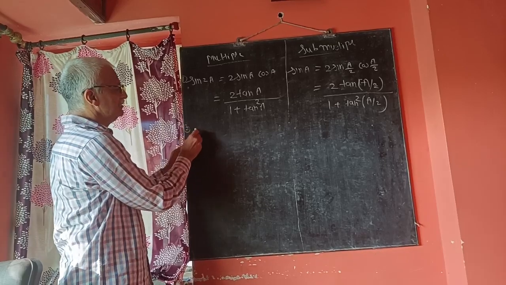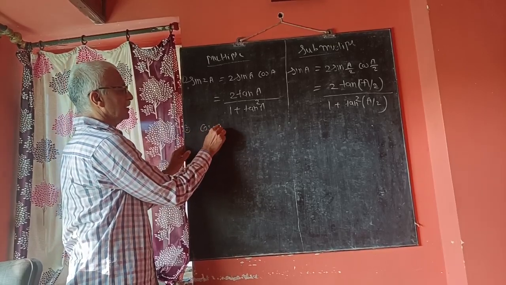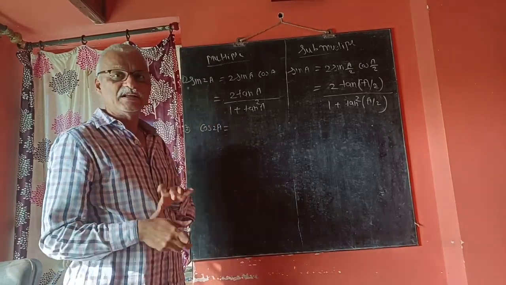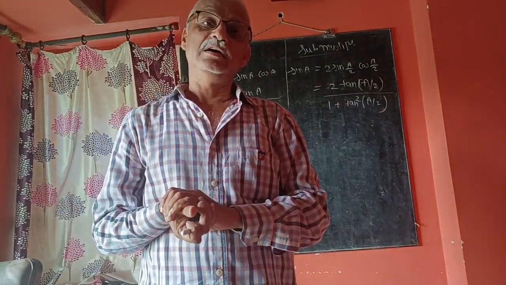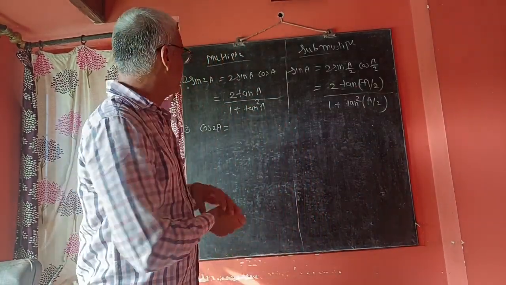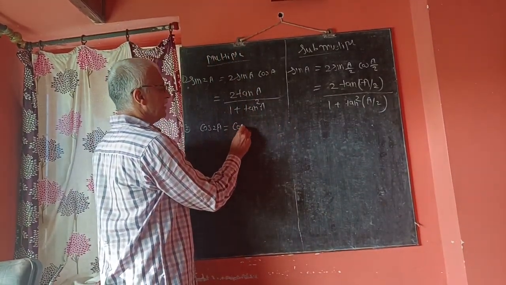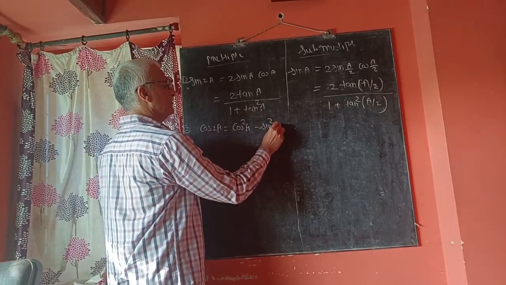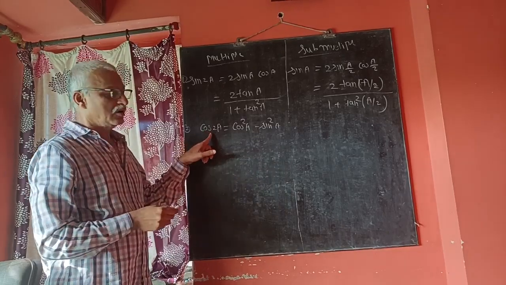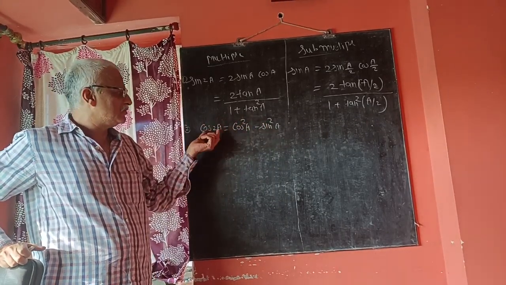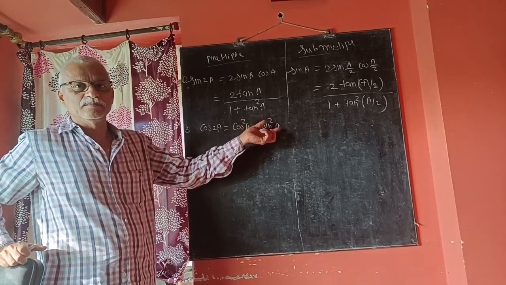Second one, that is cos 2A. Now for cos 2A there are 4 formulas. Let us start with the first one, that is cos square A minus sin square A. Cos 2A equals cos square A minus sin square A. That means cos 2A in terms of cos and sin.